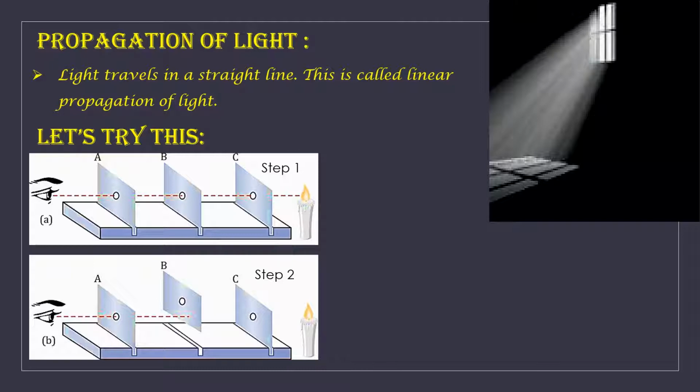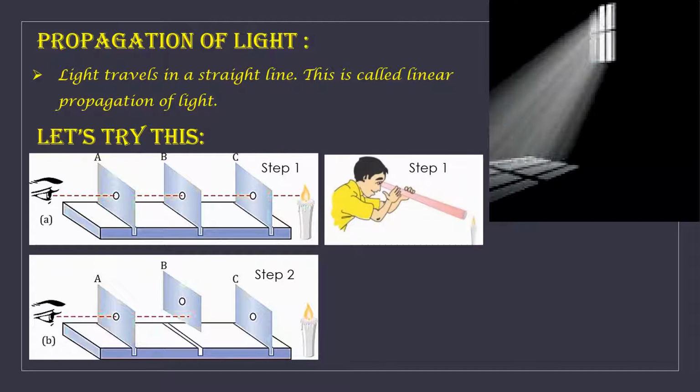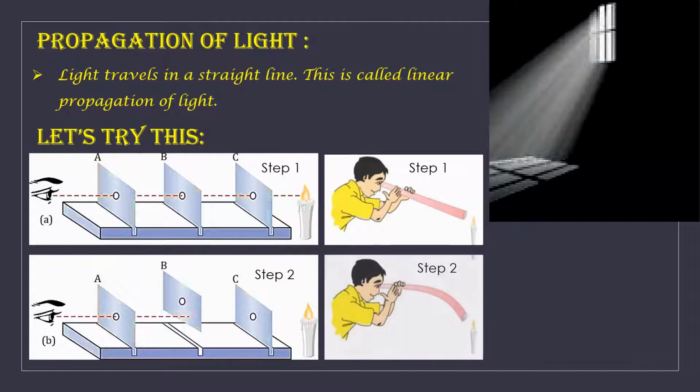Now let's try another activity also. Take a straight tube that can be bent easily, as shown in the figure. Then place a burning candle on a stand and look at it through the tube. Then bend the tube and look at the candle again. So what do you see? Yes, after bending the tube, we can see the inner surface of the tube but not the flame of the candle. So it is proved that light travels in a straight line.